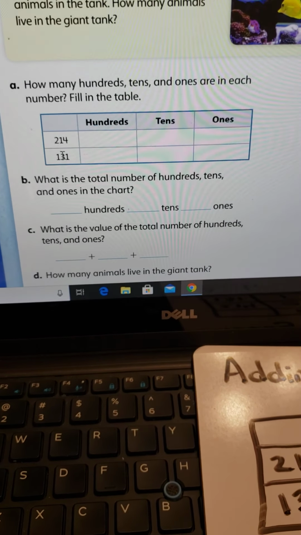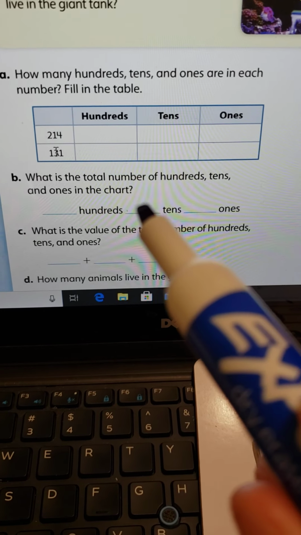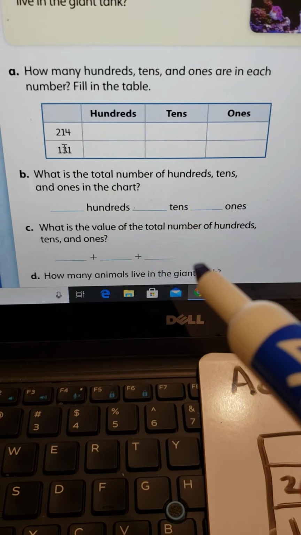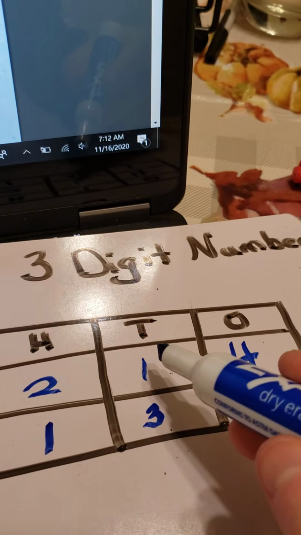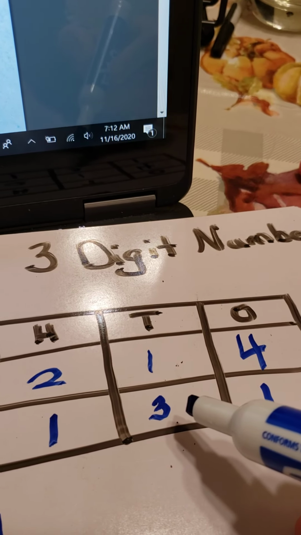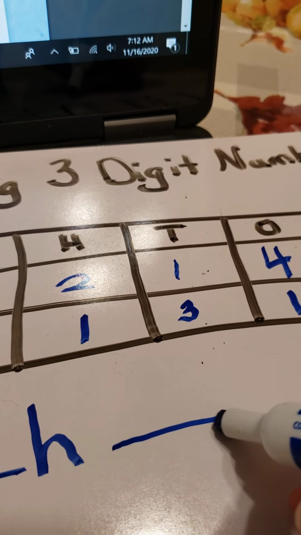Okay? Next, I'm going to look at my tens place. So how many total number of tens are in my chart? All right? So if I look at my tens place, I have 1 10 plus 3 tens. That's going to be 4 tens.